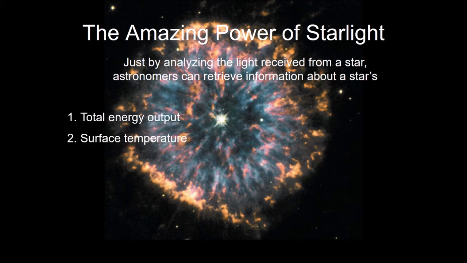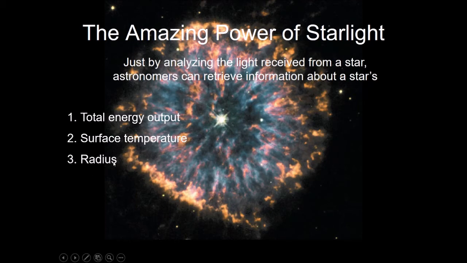We can determine the surface temperature of an object by studying its dispersed light. So if we were to spread the light out by wavelengths and investigate what's going on at different wavelengths, we actually can determine surface temperature, which is something we're going to be talking about in the next lecture of Chapter 5. We can determine the size of a star.